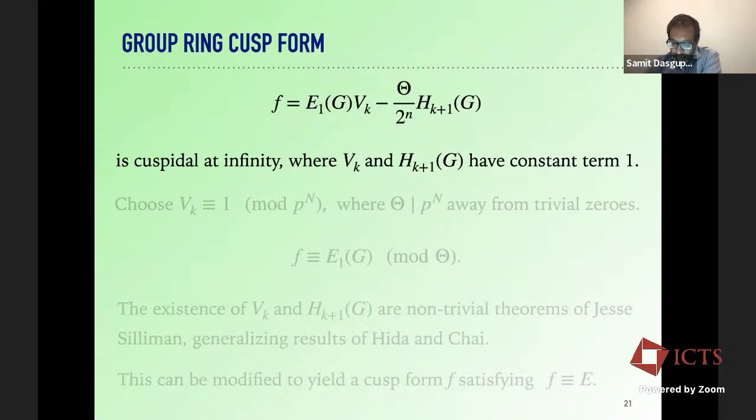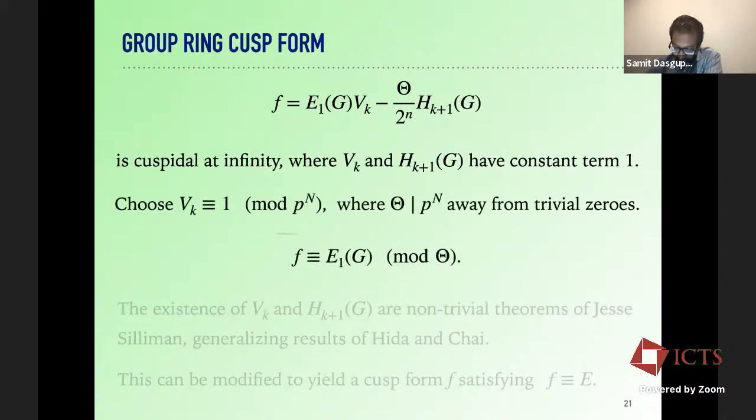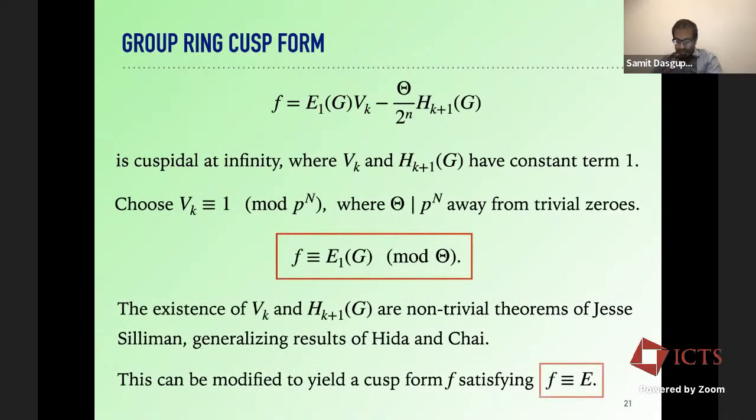So you pass to a higher weight, and there's a theorem of my postdoc at Duke, Jesse Silliman, that tells you that such an H_{k+1} exists. That is, there exists a modular form of higher weight, H_{k+1}, whose constant term at infinity is equal to 1. It gives you some other control of constant terms at other cusps, which is important too.